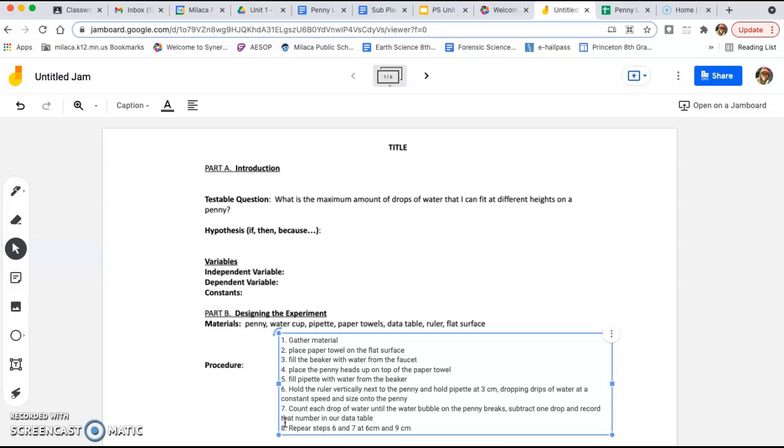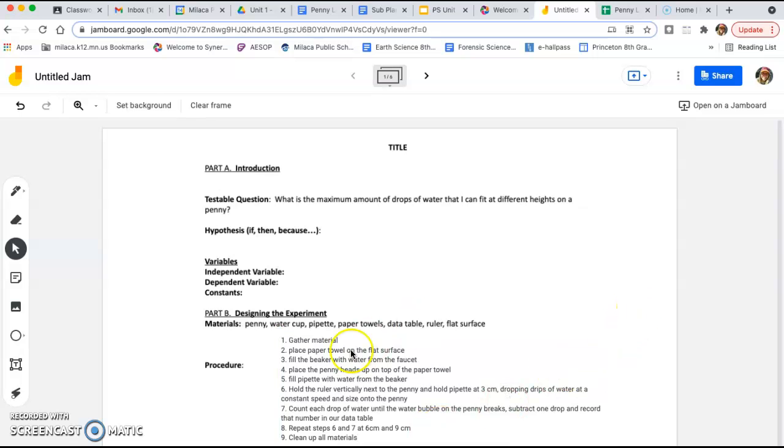Okay. Still not quite done. We want to make sure that we clean up all materials. Please make sure that when you clean up your materials, they get put back where they came from and you're leaving the room even nicer than when you came into it. So that should wrap up the procedure.